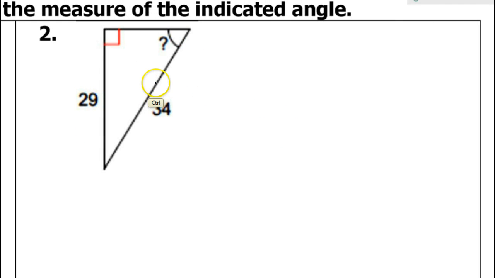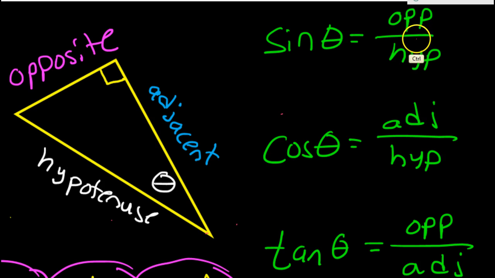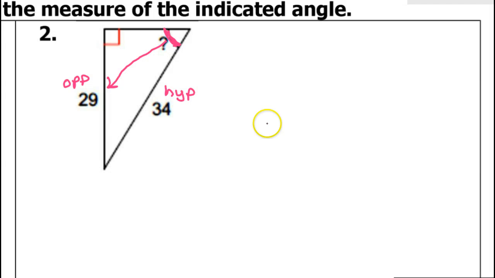All right, problem number 2. So we've got this angle, and then we've got these two sides. This side over here is the hypotenuse, and this side over here is the opposite leg, because it is across from the angle. So that again is the sine function, opposite over hypotenuse. So we will set this up. Sine of question mark is equal to the opposite leg over the hypotenuse.